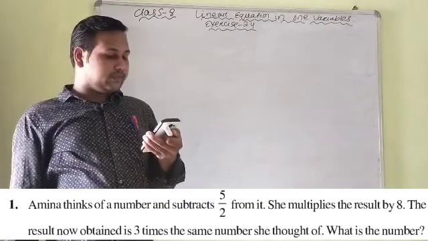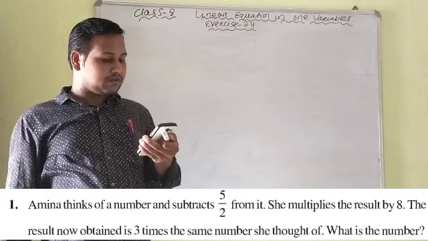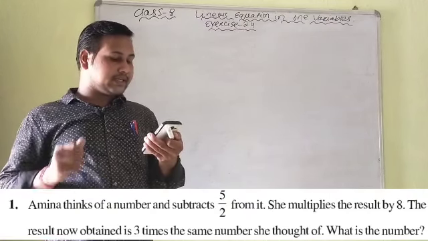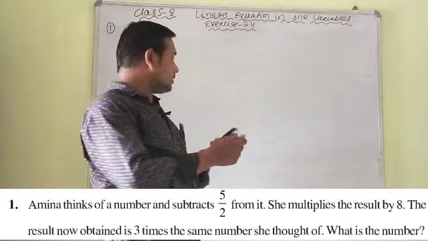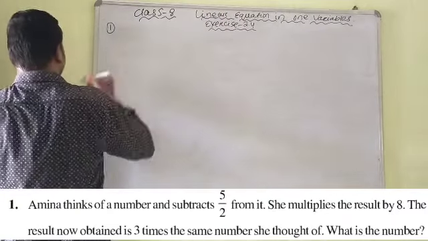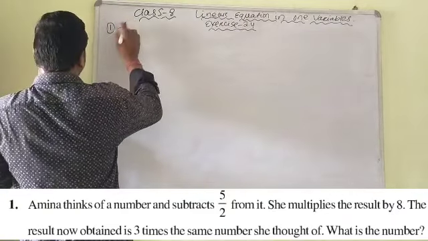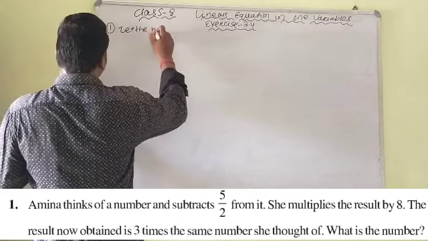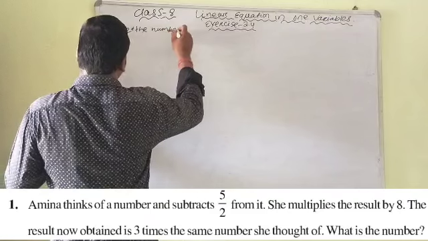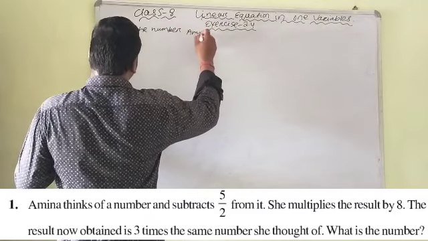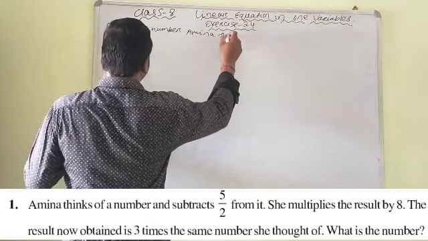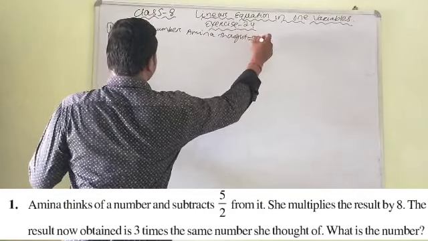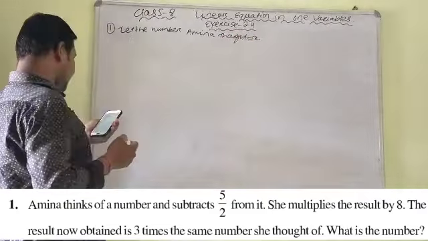Try to understand. Amina thinks of a number and subtracts 5 by 2 from it. So let the number Amina thought be equal to x.